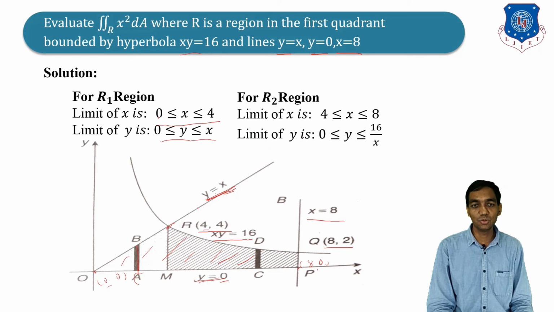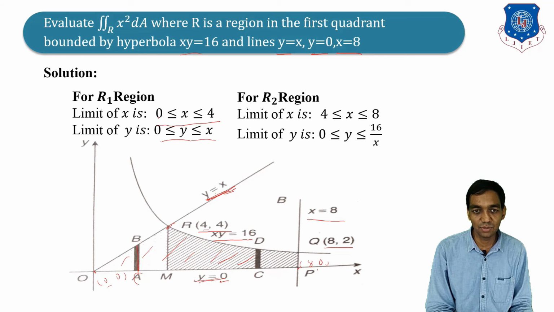In the same manner for region 2, the limits are going to be: y, again, C is starting with y equals 0 and it is ending on the curve xy equals 16. So from this equation, if you find y, then you will have y equals 16 by x. And then this strip C to D is going to be moved from x equals 4 to x equals 8. Correct? So please remember that. So y has a limit from 0 to 16 by x and x has a limit from 4 to 8. Okay.